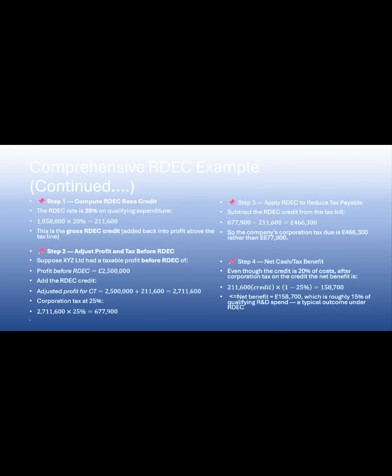So the total qualifying R&D cost comes to 1,058,000. Now you compute the RDEC-based credit. So 20% of 1.0 million comes to 211,600. So that is your gross RDEC.